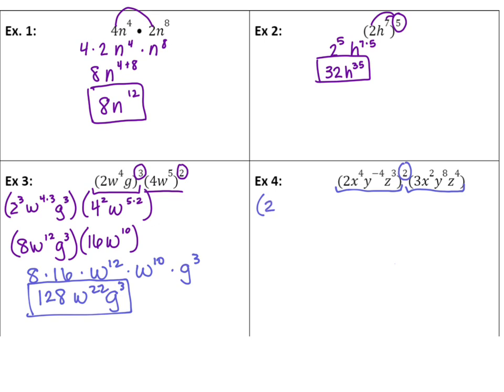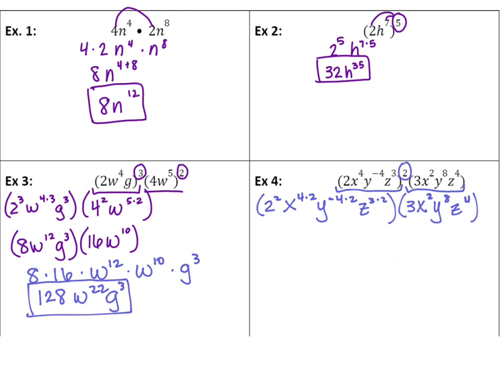So I should have 2 squared times x to the 4th times 2 times y to the negative 4th times 2 times z to the 3rd times 2. And then all of that will be multiplied by my second expression there, 3x squared times y to the 8th times z to the 4th power. Now let's go ahead and simplify that left expression so that we can multiply the two together.